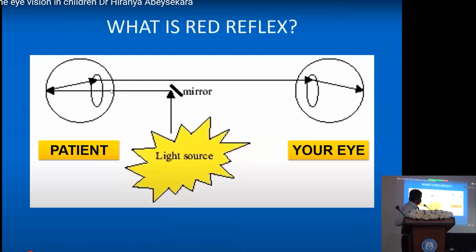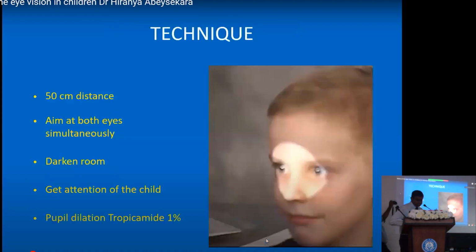So what is red reflex? Your ophthalmoscope has only a light source and a slanted mirror. That's all, right? An ophthalmoscope is not a complicated instrument. We have much more complicated instruments in our clinic, but this is a very simple one. The light source emits light. The slanted mirror reflects it into the patient's eye, and it goes through the ocular media: cornea, anterior chamber, lens, vitreous. Finally, it's the retina.